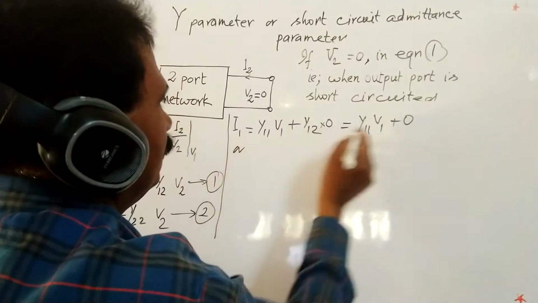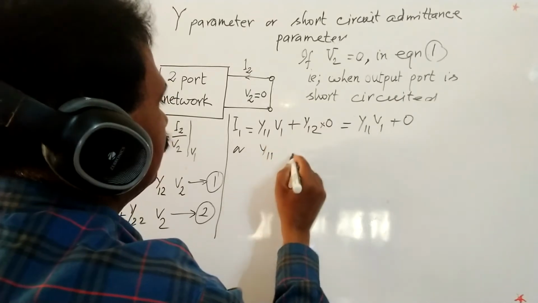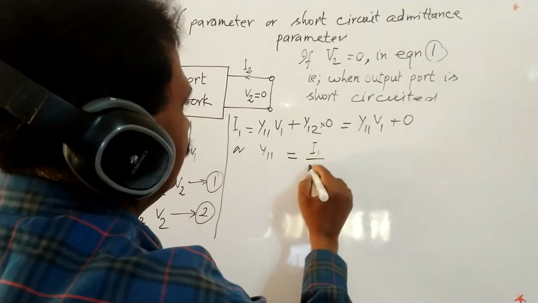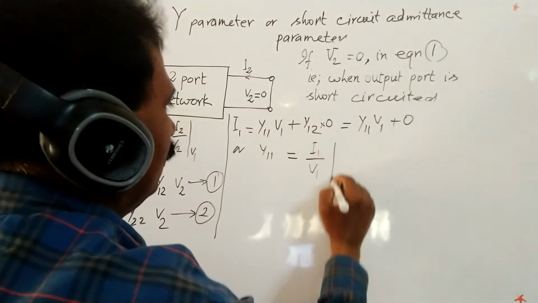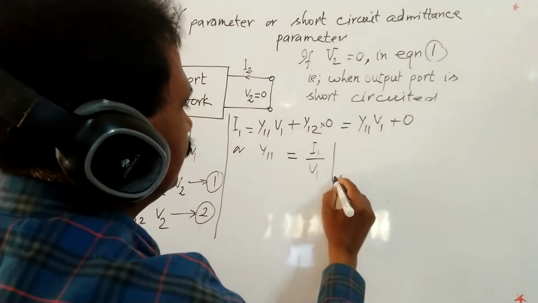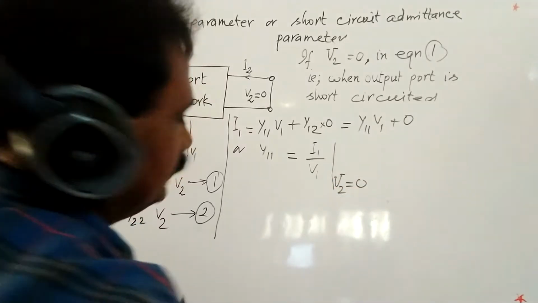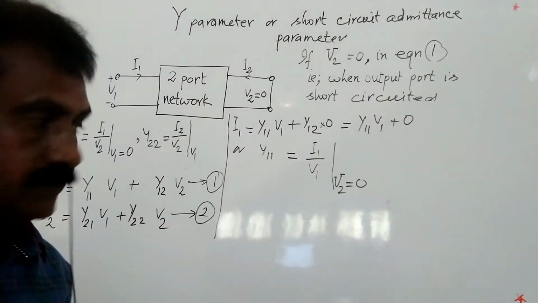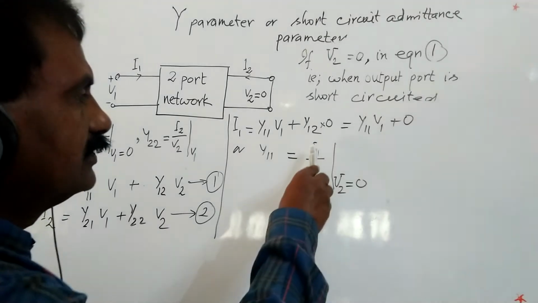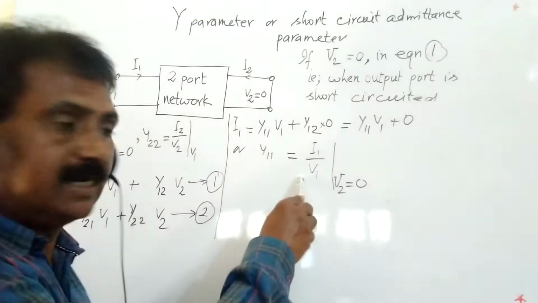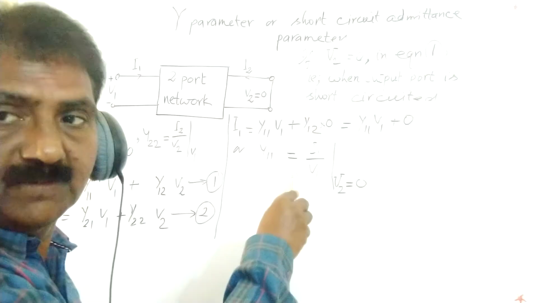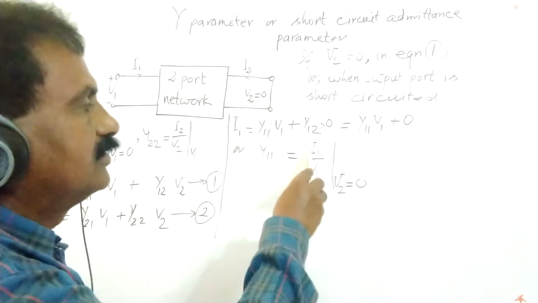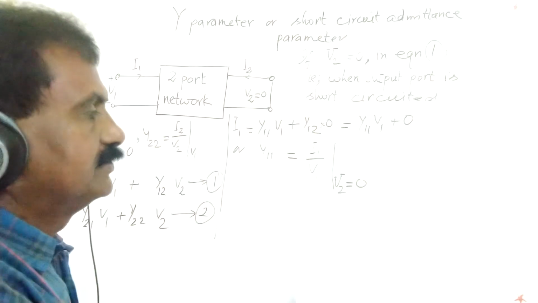Okay, now y11 becomes I1 by V1. And this value is obtained when V2 was 0. Let us see here again, as in the previous case, this is the ratio of current and voltage, again dimensionally an admittance value. This represents a ratio of current and voltage, therefore this is admittance.